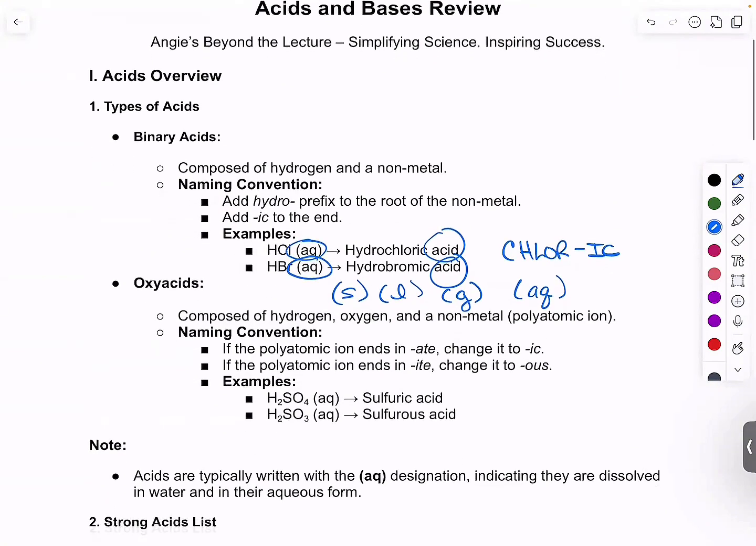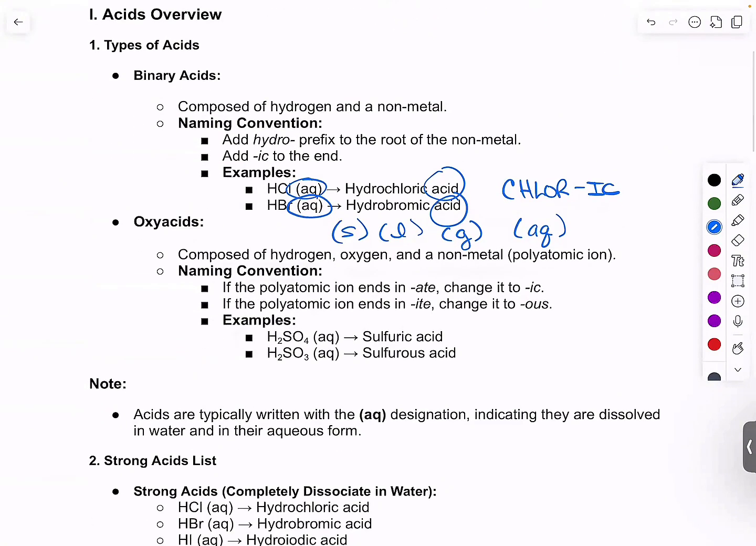We have oxyacids, that's our second type of acid, and those are hydrogen attached to a polyatomic ion. Okay, so there's another reason you need to know your polyatomic ions. So hydrogen will be attached to, for instance, sulfate or sulfite. Those are the examples down here. I'll just check those with a little blue check mark there.